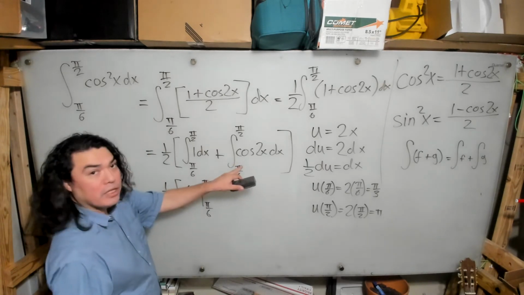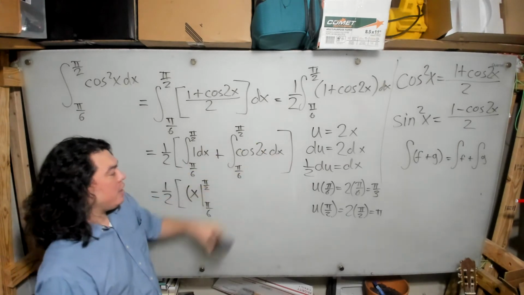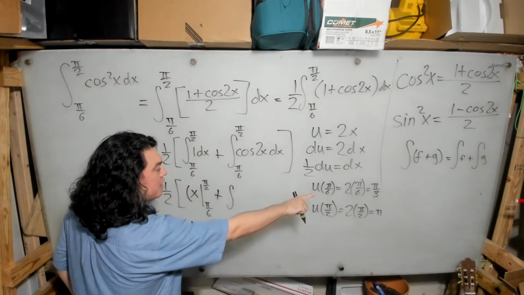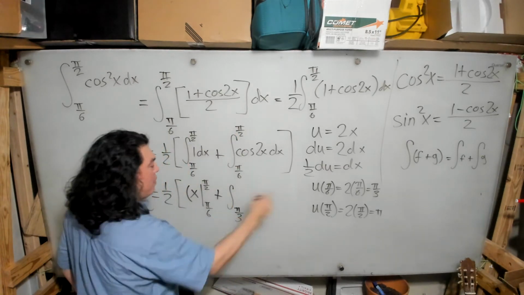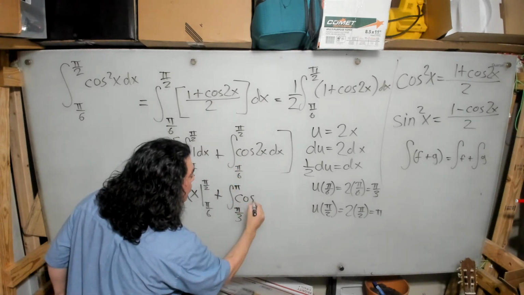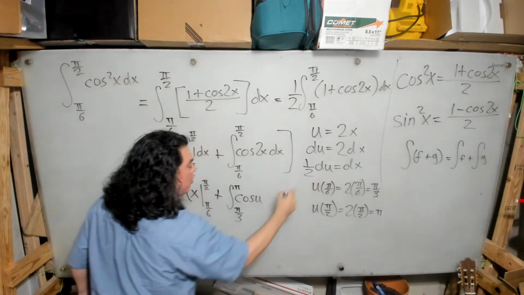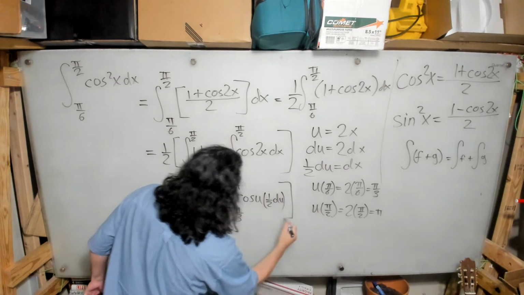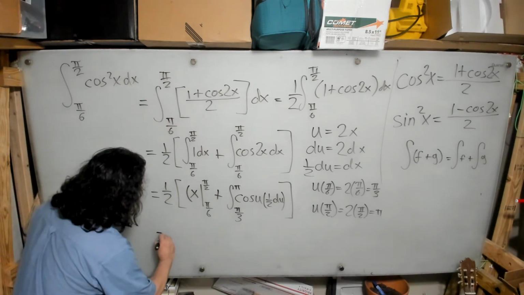Okay? What about this one? So this one, I'm going to use our setup over here to rewrite it. It's going to be plus the integral. Instead of pi over 6, it's going to be pi over 3. Instead of pi over 2, it's going to be pi. Cosine of 2x, cosine of u. And instead of dx, what's dx? 1/2 du. Okay? And now I close my bracket here like this. Okay. So now I can bring this down like this.